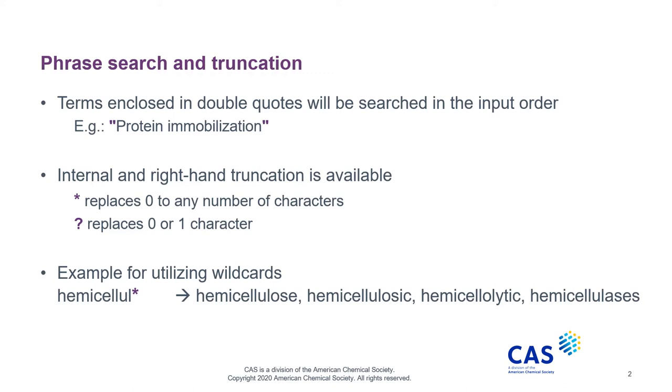Truncation or wildcard symbols replace word endings or internal character strings. The asterisk replaces 0 to any number of characters, whereas the question mark stands for either 0 or 1 character. Hemicellul, truncated with the asterisk, will find hemicellulose, hemicellulosic, hemicellulolytic, and hemicellulases. So let's apply some of these advanced query building tools to our search.